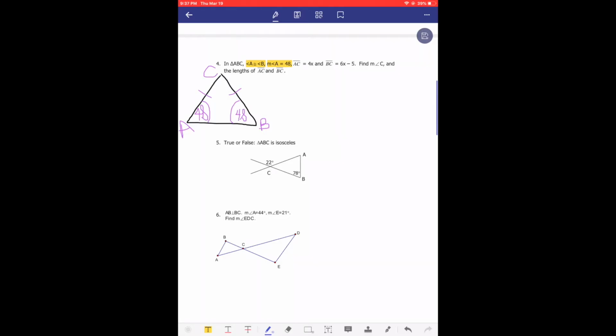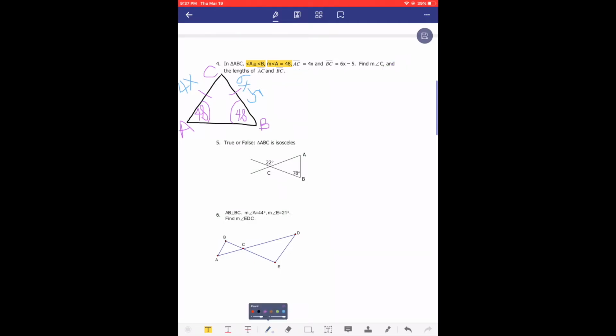Line segment AC equals 4x. So I'm going to label the lines as 4x. And line segment BC equals 6x minus 5, so I'm going to label this 6x minus 5. First, find the measure of angle C. So for the measure of angle C, that's that vertex angle at the top. I know that a triangle adds up to 180, so I'm going to do 180 minus both angles, so minus the 48, minus 48. When you subtract both of those numbers, you're going to get 84 degrees for angle C.